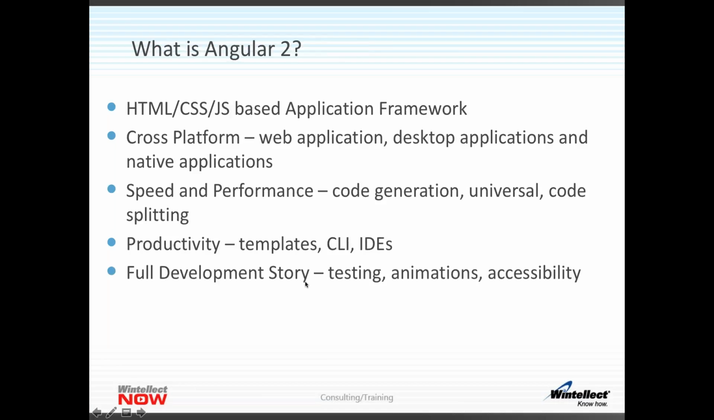So what exactly is Angular 2? Angular 2 is an HTML, CSS, JavaScript-based application framework. Now, when you do most of your Angular 2 coding, you are in fact mostly writing JavaScript. But because of the nature of components and because of Angular 2's templating system, there is a fair amount of HTML and CSS coding that you'll be doing as part of using Angular 2.